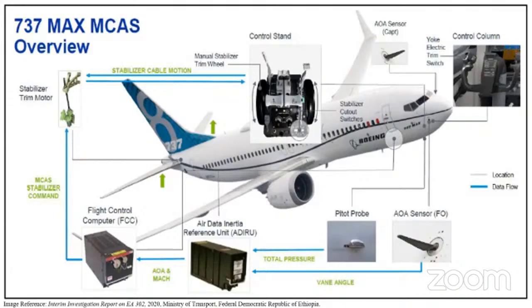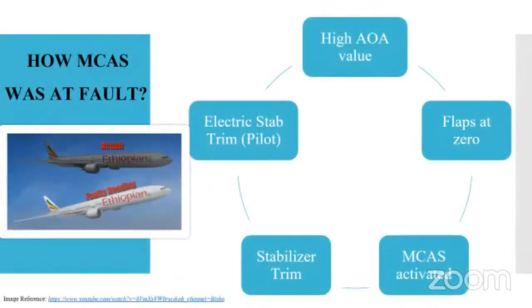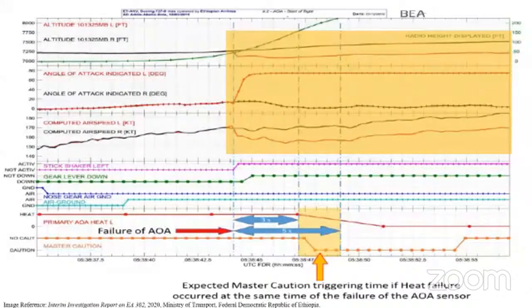Next. The team also found that MCAS was also faulty. The left-hand AOA sensor showed a high value and the flaps were at the 0 position during the flight. So this fulfilled the criteria for MCAS to activate and it gave a command to the stabilizer trim motor. Now the pilot at the same time also gave an electric trim command. This was taken as a reset point by MCAS and it created a loop for it to work. Next. From the graph, you can see the highlighted portion tells the left-hand AOA sensor showed high values compared to the right-hand side. Next.